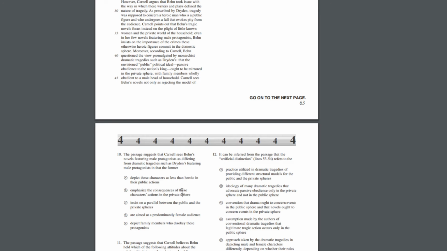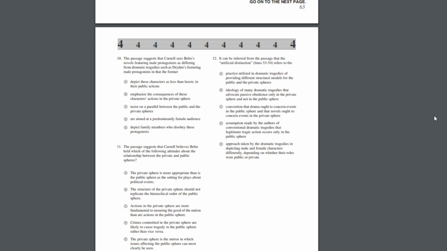Emphasize the consequence of these characters' actions in the private sphere. And if we look at line 35, even in a few of her novels featuring male protagonists, Ben insists on the importance of the crimes these otherwise heroic figures commit in the domestic sphere. So what we have is just a line that is essentially reworded here in answer B, and that's precisely what we're looking for when the question is asking the passage suggests.